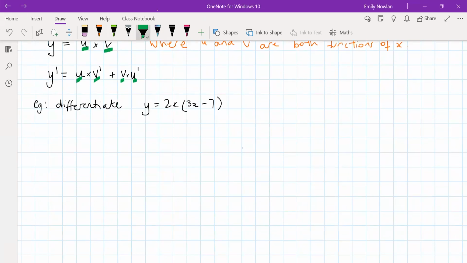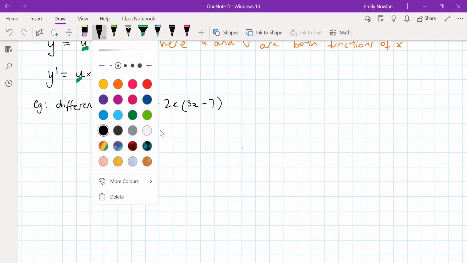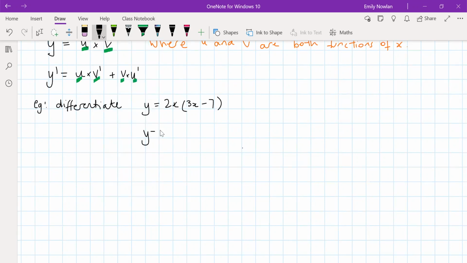So let's do this one the old way. How would we normally do this one? First of all, you would expand your brackets and go, well, that's 6x squared minus 14x. Then we differentiate that and we'd get 12x minus 14. Let's have a look at the same question, but we're going to do it using the product rule.